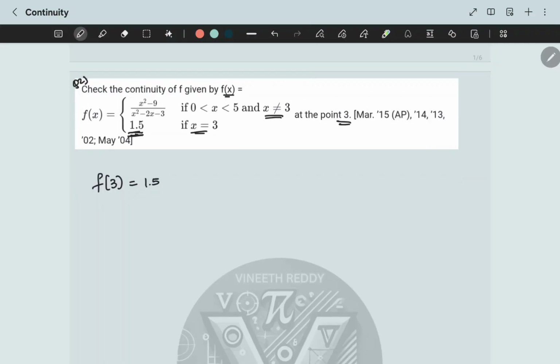Unlike the previous question wherein we found a left hand limit and right hand limit separately, here we need not, because we only have one definition for 0 less than x less than 5, or we can simply say when x is not equal to 3. So we have only one definition. So directly we can write limit x approaches 3 f of x. Now x approaches 3 means x is not equal to 3. So we can write limit x approaches 3, instead of f of x, x square minus 9 divided by x square minus 2x minus 3. I'm writing this definition, dear students.